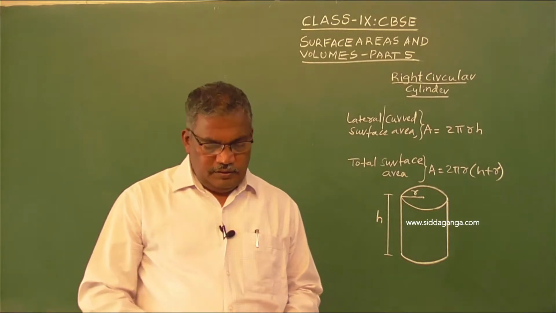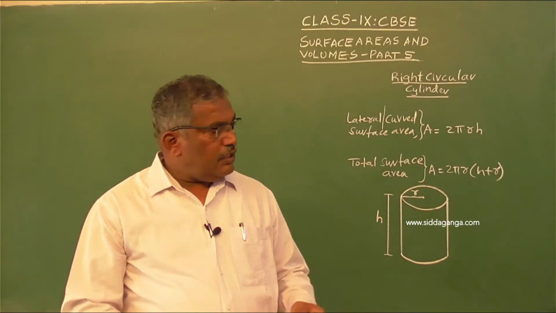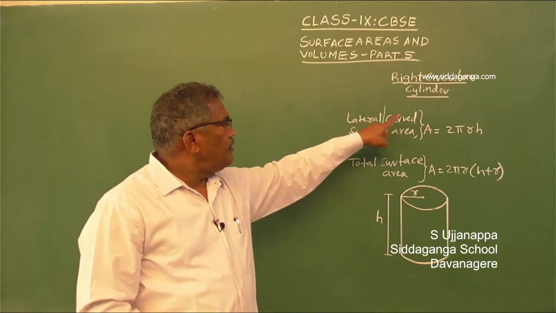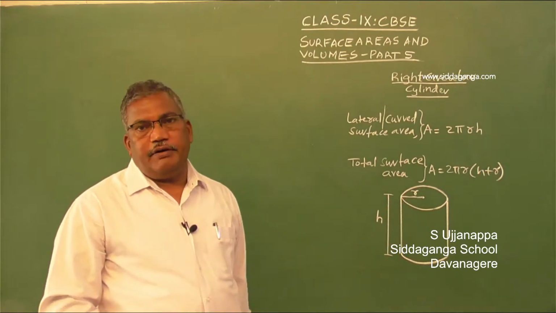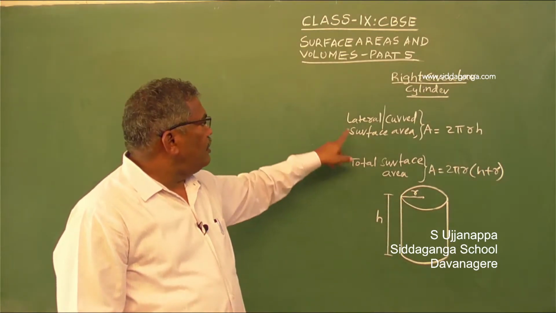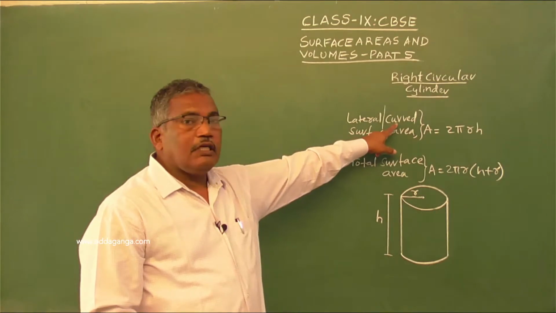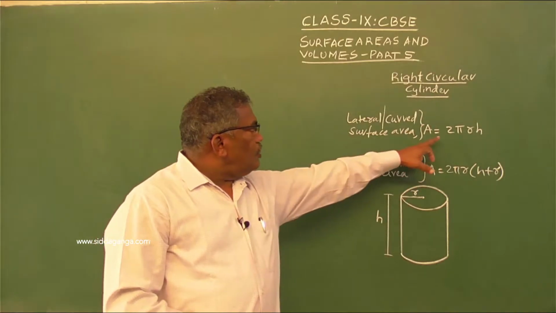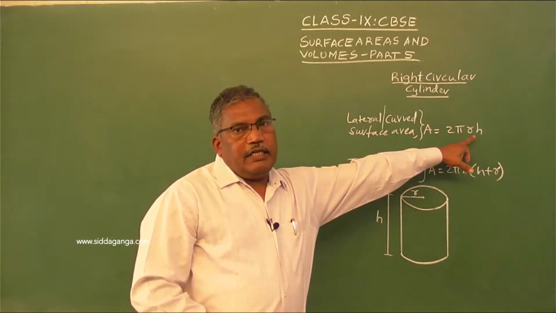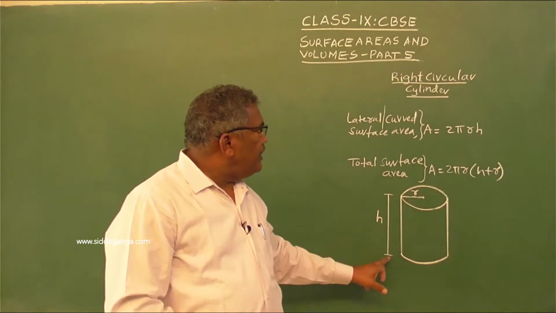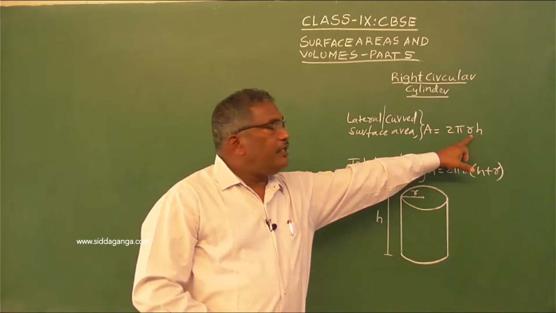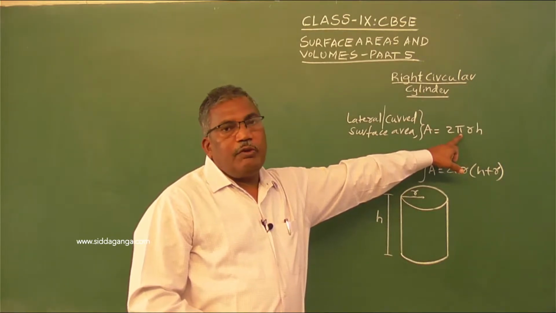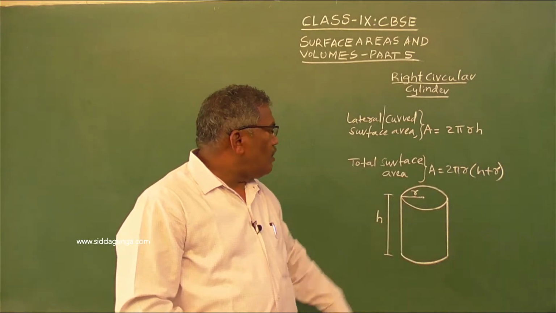Hi students. So in the last class we were discussing the right circular cylinder and its surface area, and we have understood the lateral surface area or the curved surface area of the cylinder is 2 pi r h, where h is the height of the cylinder, r is the radius of the cylinder, pi is a constant and it is normally taken as 22 by 7, and 2 is a constant here.